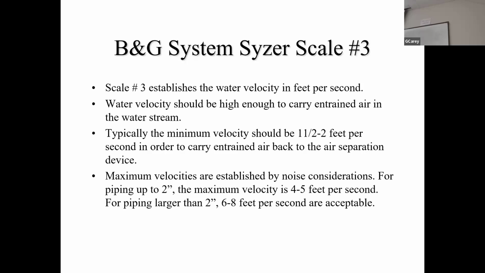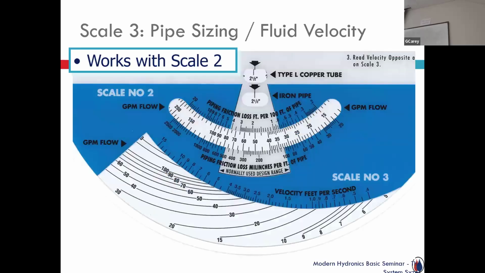So we have the minimum flows and the maximum flows, typically in feet per second. That's what scale 3 is all about. Like I said, this is the one time where they line up together. Whatever I established in scale 2, picking a pipe, figuring 70 gallons a minute, what's my pressure drop? Then I could glance down, and that's what we do.